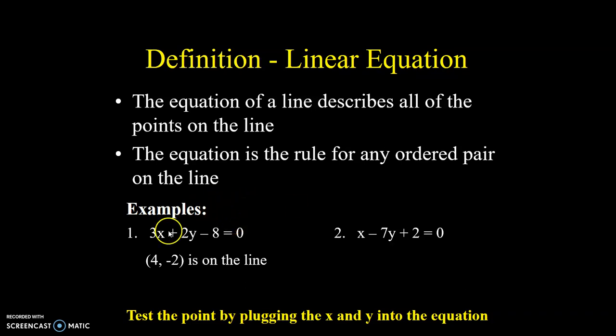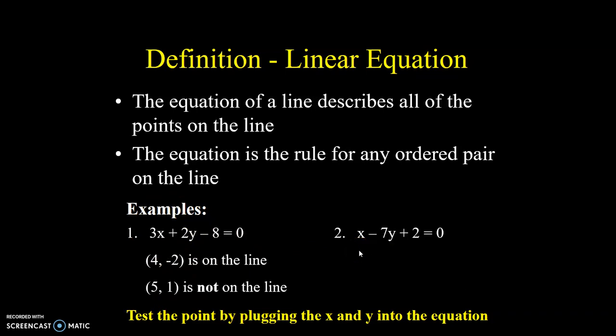For example, the ordered pair is x and y, where x is 4 and y is negative 2. When you substitute, 3 times 4 is 12, plus 2 times negative 2 is negative 4, minus 8. So 12 minus 12 is equal to 0. So that is a solution.